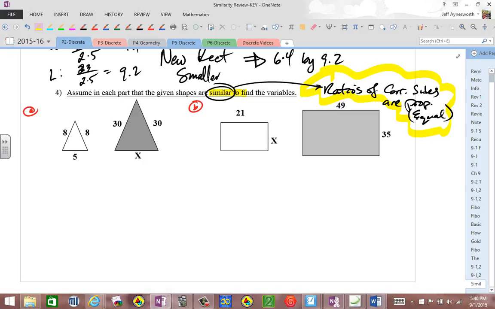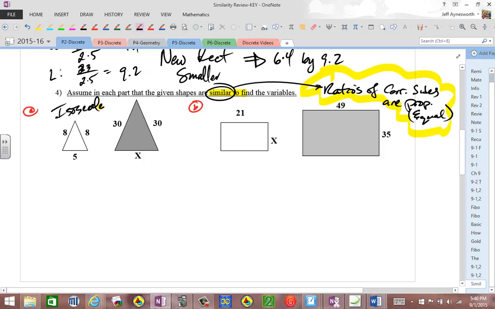All right, so let's see what we've got going on. In the first one, we have two isosceles triangles. They're isosceles, which means we have two congruent sides. That one's congruent to that one, and that one's congruent to that one. What should the measurement of the base be of the bigger one? Let's take a ratio. We're going to take the left side to left side ratio, that's 8 to 30, and that's proportional to base to base, or 5 to x.